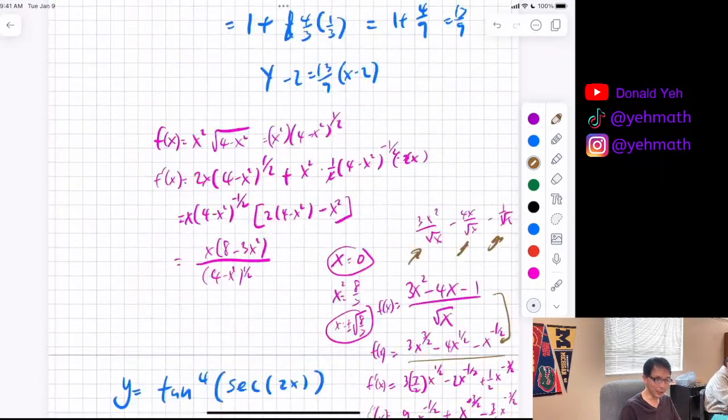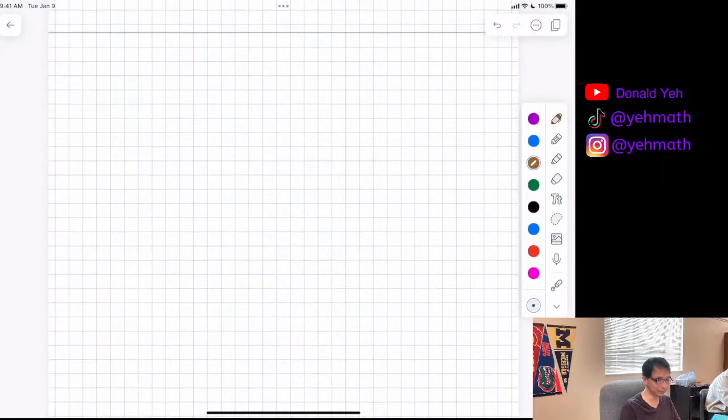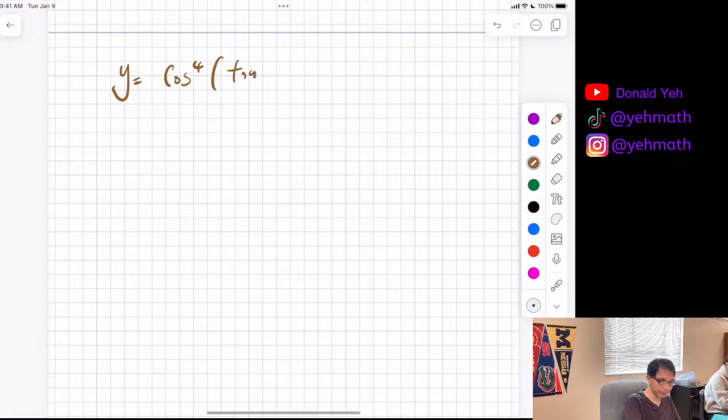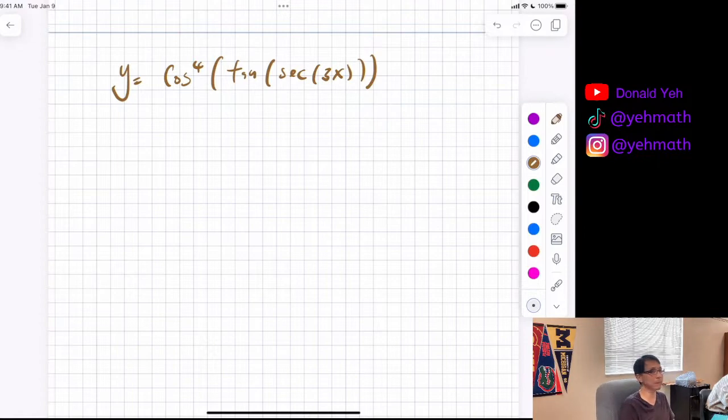All right, so what we're gonna talk about today is Trig chain rule. Okay, so I'm gonna take a derivative of this ugly function. There's a lot of argument within argument. 3x is within secant, and secant 3x is within tangent, and tangent is within cosine, and cosine to the 4th power.